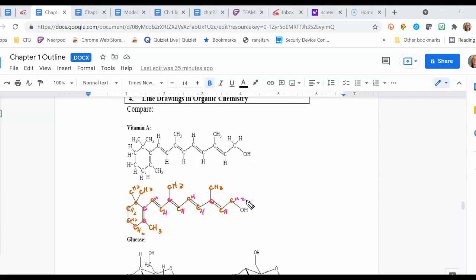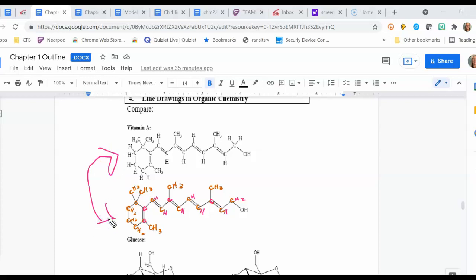So if you had to, from a linear drawing like this, you could construct it into a partial full structural like this, or you could draw it out into a full structural like you're seeing up here. And so this and this are the same thing. And so that is a linear drawing.